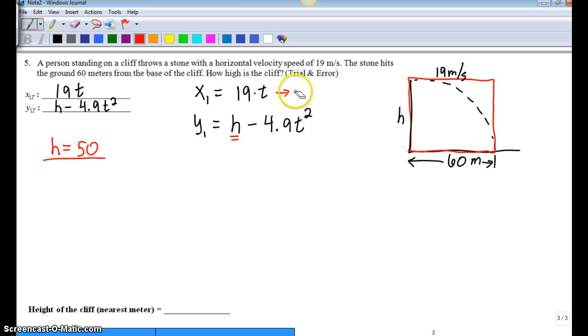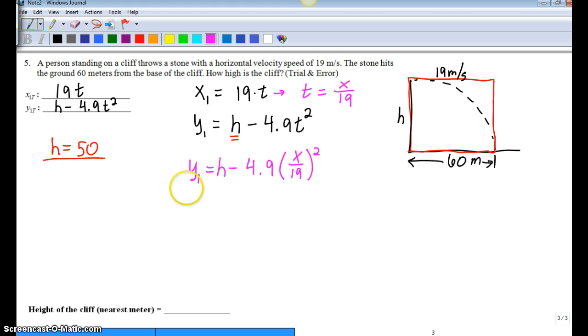So we're going to come up here, maybe I'll use fuchsia, and solve for t. So t is just x over 19, and we're going to come down here and say y1 equals h minus 4.9, and t squared becomes (x over 19) squared.